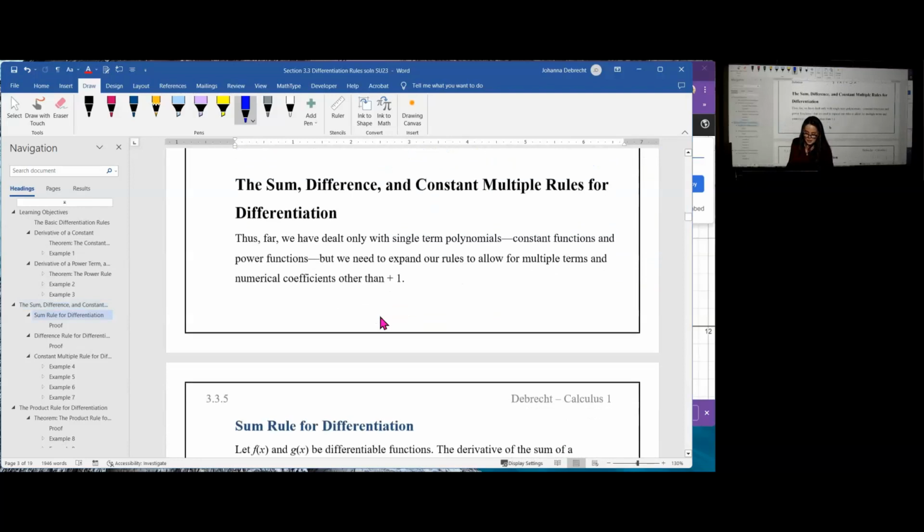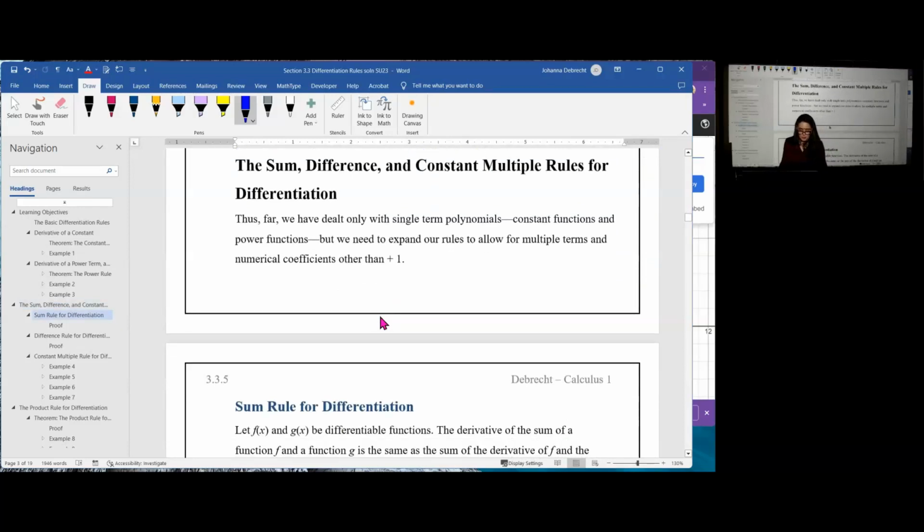Now let's look at the sum, difference, and constant multiple rules for differentiation. So far, we've only dealt with single-term polynomials, a constant by itself or x to the n. But most of our functions have combinations of these. So we want to have combinations as well.